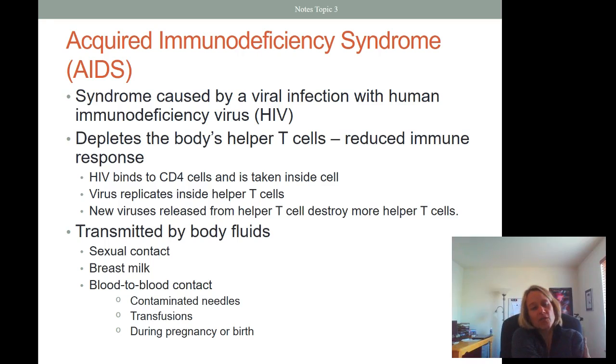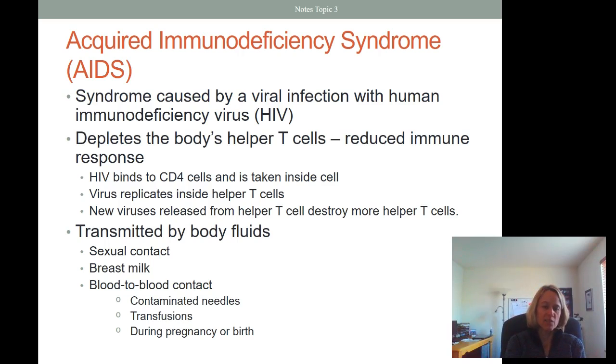Okay, and then the most common acquired immunodeficiency syndrome, or at least the one we've probably heard the most about, is going to be AIDS. And this is caused by viral infection with the HIV virus. HIV depletes the body's helper T cells, resulting in a reduced immune response. So HIV binds to the helper T cells, gets taken inside the cell, the virus replicates inside those cells, new viruses get released from that cell, and then destroy more helper T cells. So over time, you gradually lose your helper T cell population.